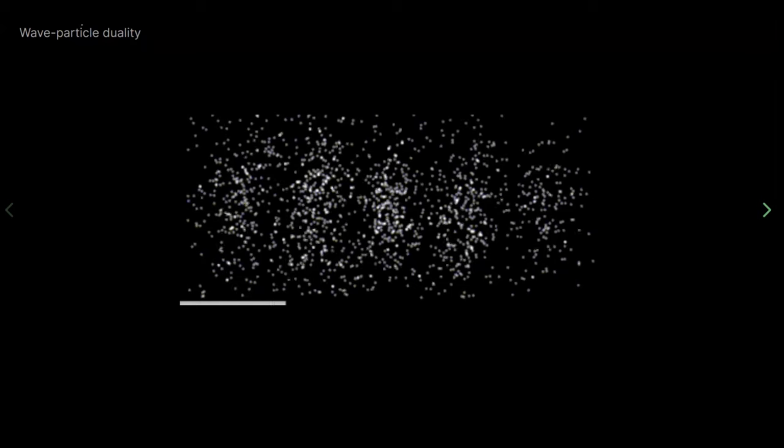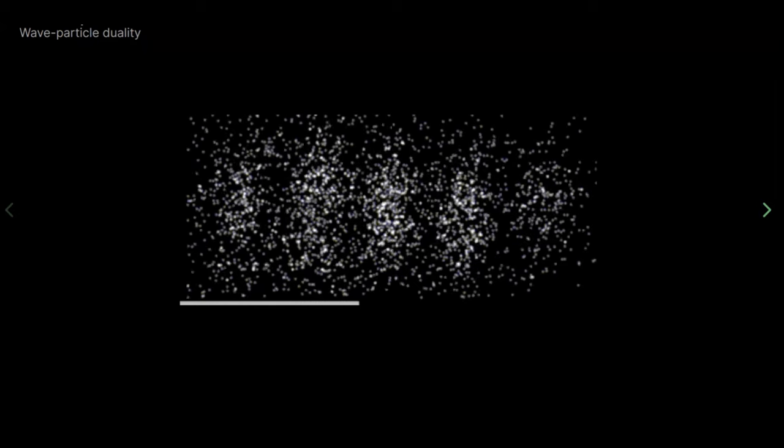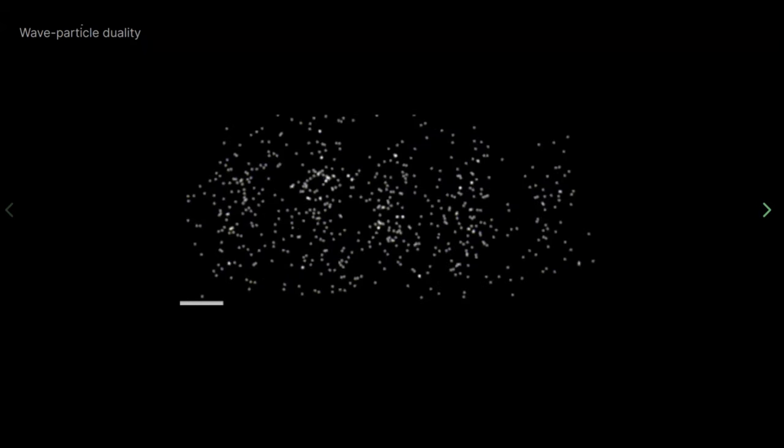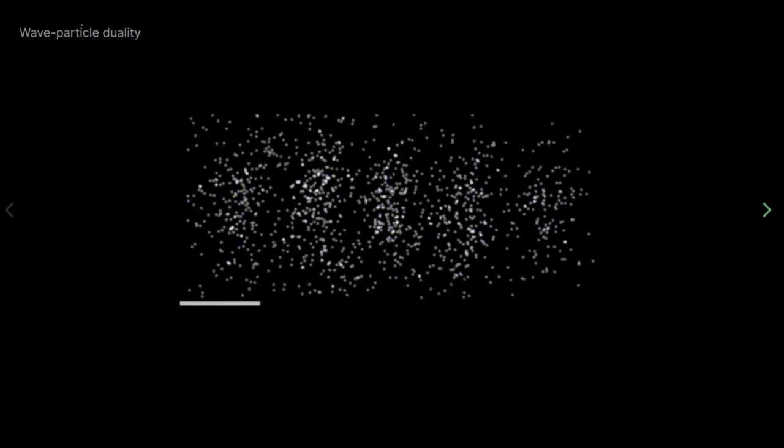But in some of the more sophisticated versions of this experiment, this pattern builds up even when you shoot the electrons individually. So it's as if each electron individually is showing behavior that resembles a coherent light source, in that it eventually produces this interference pattern.